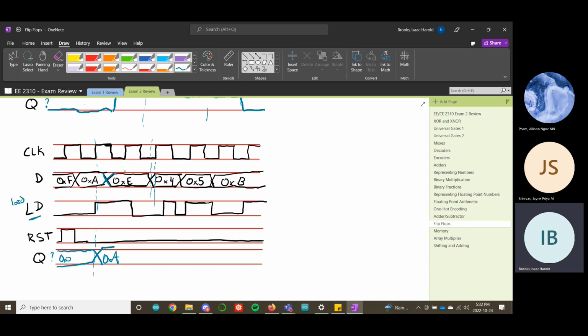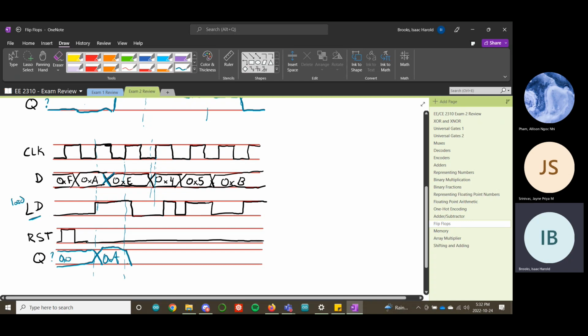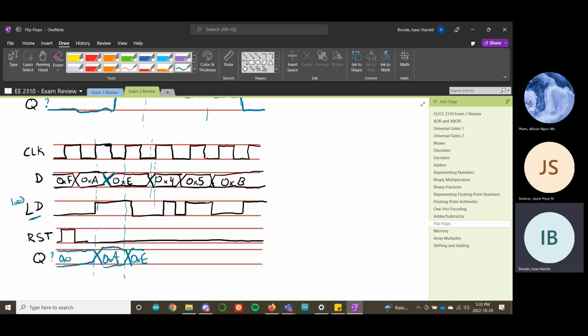So the next rising clock edge, we have the load is high and an E is in there. So we're going to change Q to be 0xE. Next rising clock edge, our load is 0, so we do nothing. Next rising clock edge, our load is high. That means we're going to pass the hex 5 through. Next clock edge, load is 0, so we do nothing. And then the one after that, our load is high. So we're going to transition to 0xB.